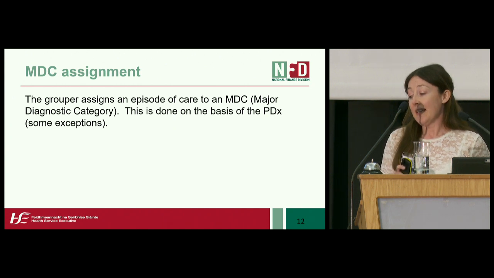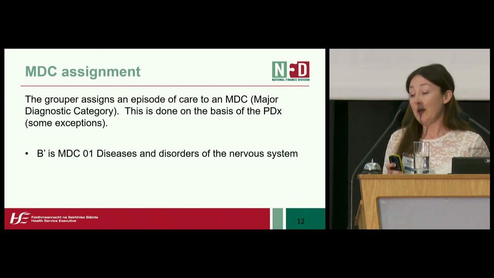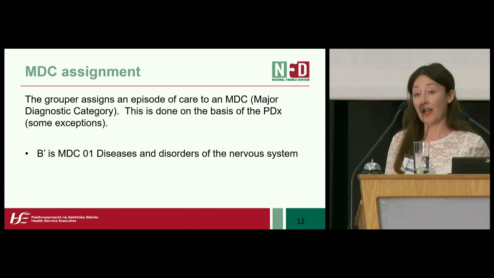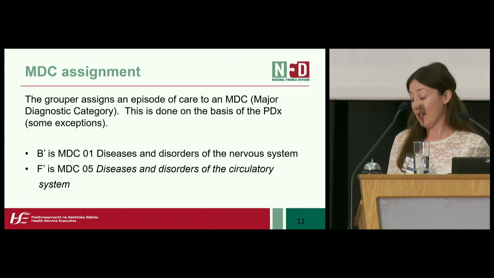The grouper assigns an episode of care to an MDC, which is a major diagnostic category. And this is done on the basis of the principal diagnosis, but there are some exceptions to this. An example, B, is MDC01, diseases and disorders of the nervous system. And F is MDC5, diseases and disorders of the circulatory system.